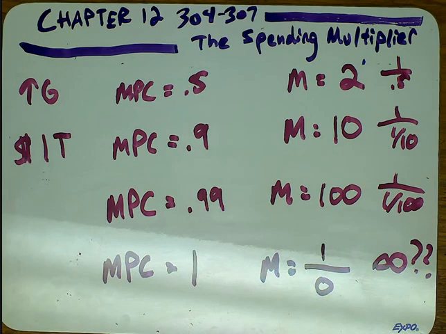So this is almost the end of chapter 12. We're going to talk about the Keynesian cross, and that'll be the end of this chapter.